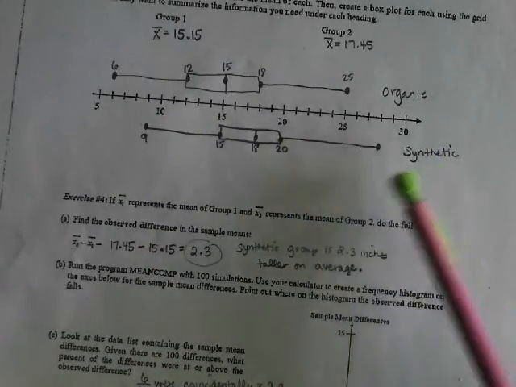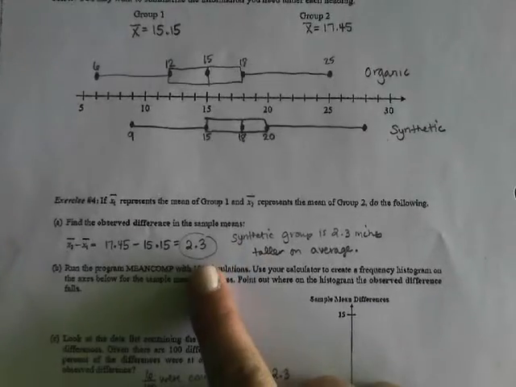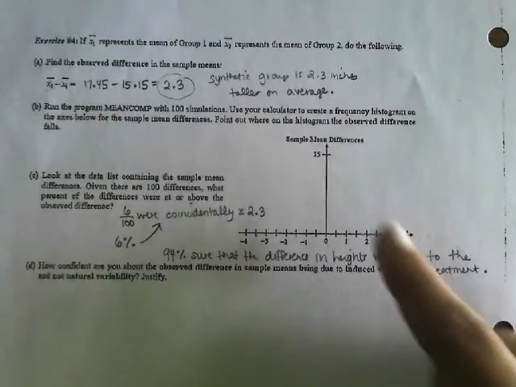Because that 2.3 difference would be pretty coincidental if it was really due to the fact that you just so happened to put the better seeds in the synthetic group. Do we follow? Does that make sense? Any questions?